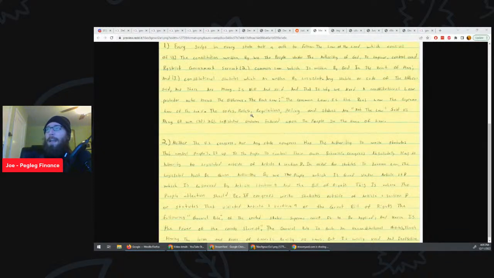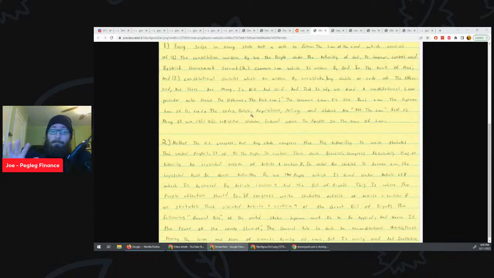1. Every judge in every state took an oath to follow, period, the law of the land, which consists of 1. The Constitution, written by we the people under the authority of God. 2. Empower, control, and restrict government servant. But only one government servant, apparently. 2. Common law, which is written by God. No.